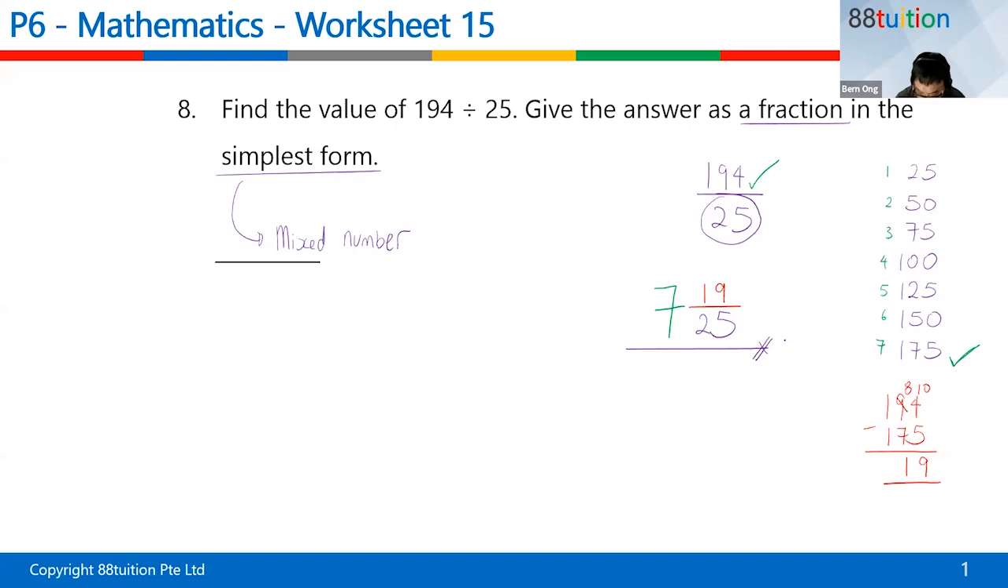So this is the only answer. Please know the standard. Question 8 is done. And how do you divide by two-digit numbers? I just showed you: you can do something called listing. You can list out the multiples of the number.